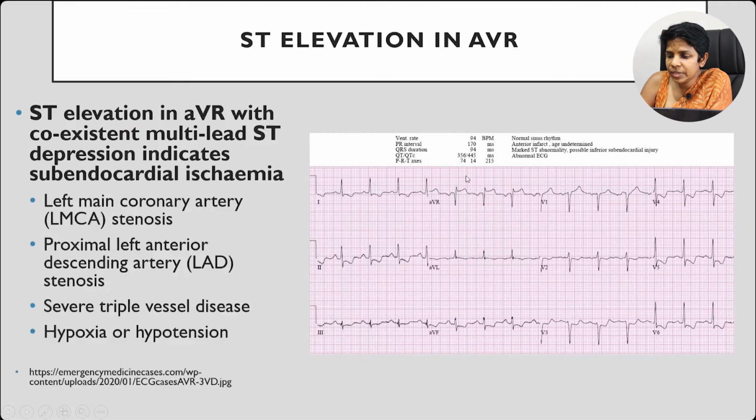aVR is a lead that we don't talk about much, but this ECG change is important, which is the ST elevation in aVR lead. It is usually associated with widespread ST depressions in other leads. It shows either left main or left anterior descending artery stenosis, or it could be due to severe triple vessel disease, or it could be due to diffuse damage due to hypoxia or hypotension. But again, these coronary artery diseases are important, left main and LAD disease. So it is important to recognize this ST segment elevation in aVR, especially in a patient who comes with chest pain.